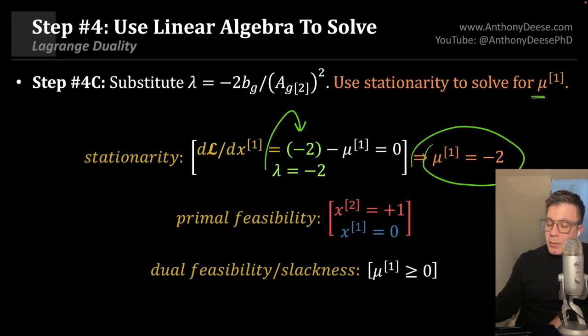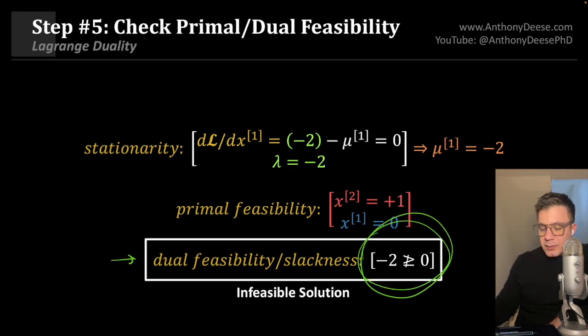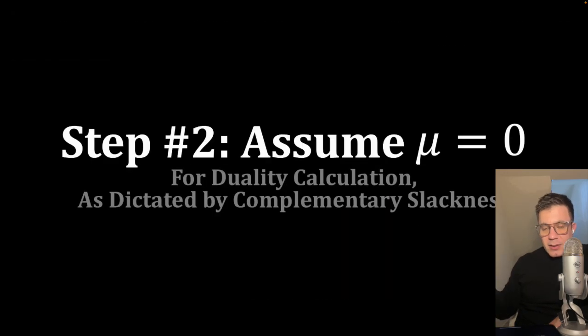And now we have all 4 of our variables. We have x1, x2, mu, and lambda. And we check for feasibility. Unfortunately, for this case, dual feasibility is not satisfied because negative 2 is not less than or equal to 0. So this case doesn't work. I'll go really quickly through this last step because this has already gotten pretty long.